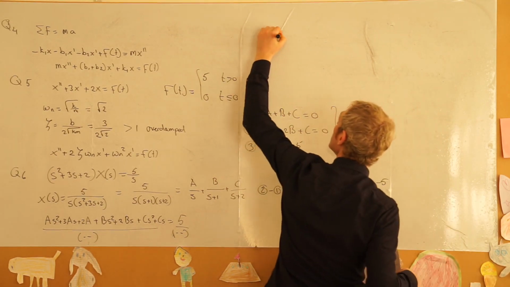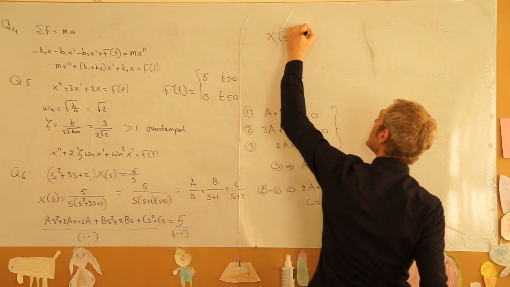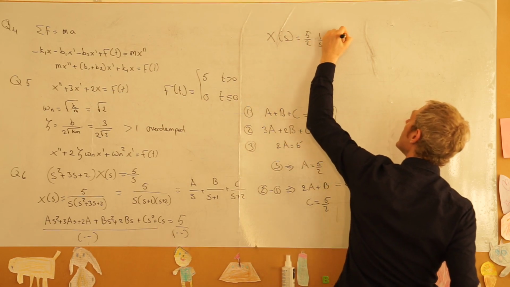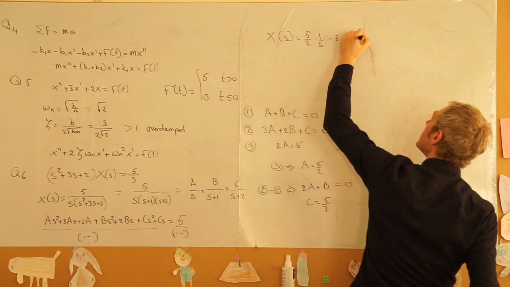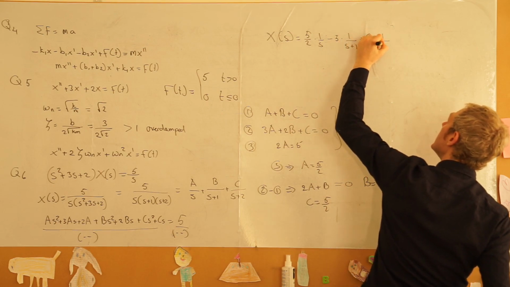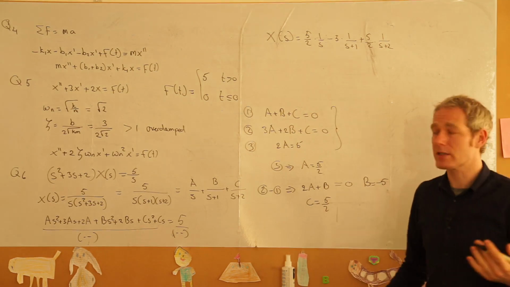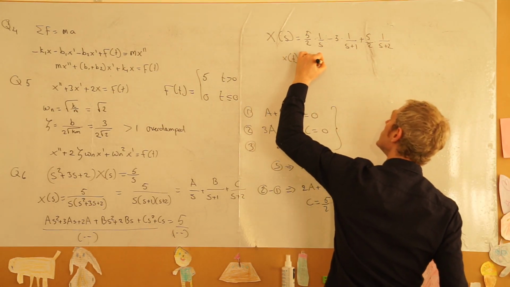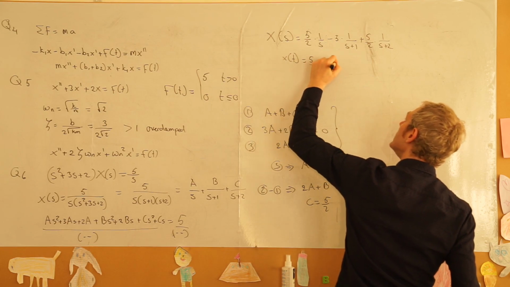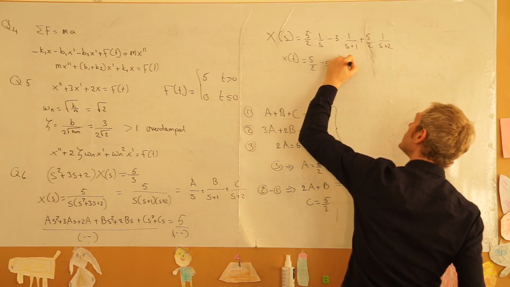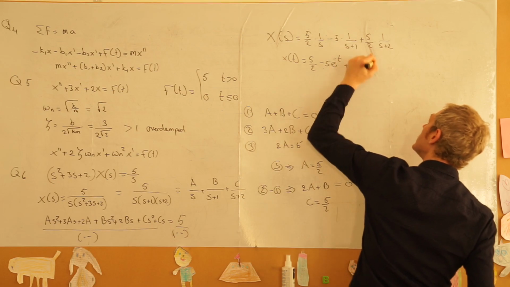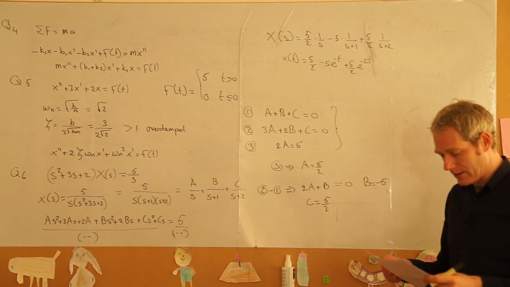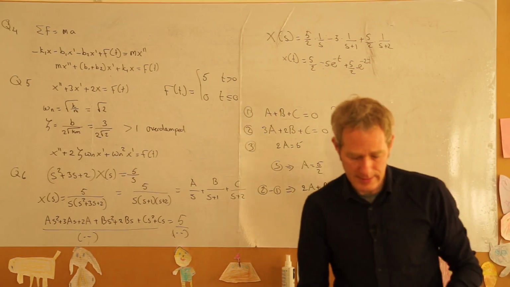So X(s) is 5 over 2 times 1 over s, minus 5 times 1 over s plus 1, plus 5 over 2 times 1 over s plus 2. If we take the inverse Laplace transform, we get x(t) is 5 over 2 minus 5 e to the power of minus t plus 5 over 2 e to the power of minus 2t. And this is our question 6, and that's one of the longer ones.